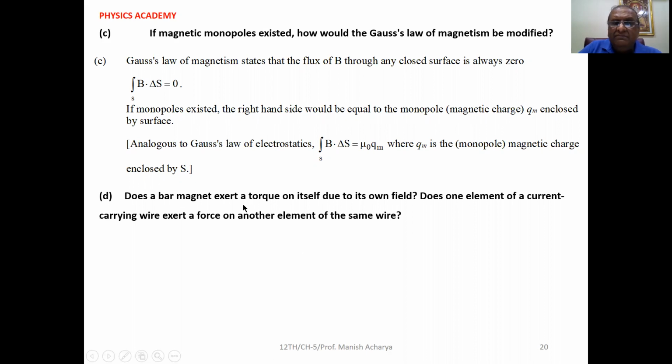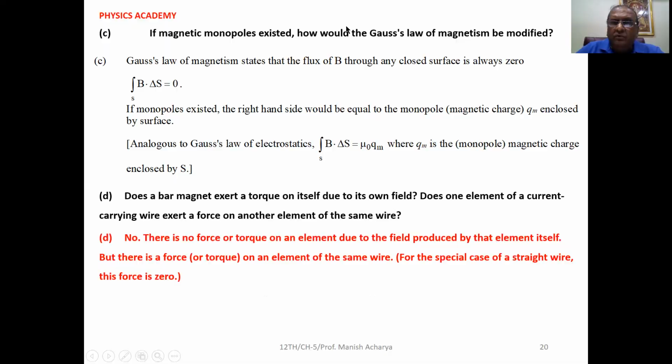Question D. Does a bar magnet exert a torque on itself due to its own field? No, it is not possible. Does one element of a current carrying wire exert a force on another element of the same wire? Yes, it is possible if the current carrying wire is not a straight wire. If it is a loop, or if it is in any other shape, then definitely one current element exerts a force on another current element. Clear to all of you?